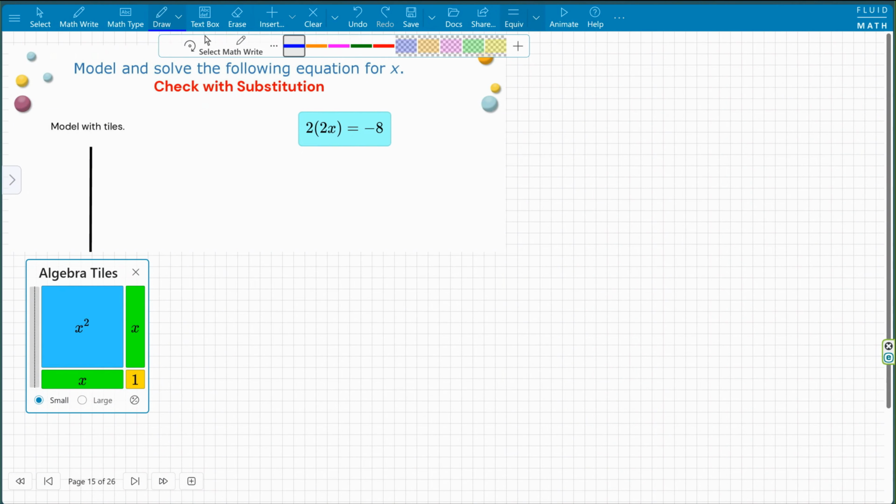We have on our screen two groups of 2x's equals -8. And what we want to know is, what do we need to multiply to make that equal -8? What we're essentially wanting to do is, what does x equal in there? Well, let's get x by itself and find out that value.